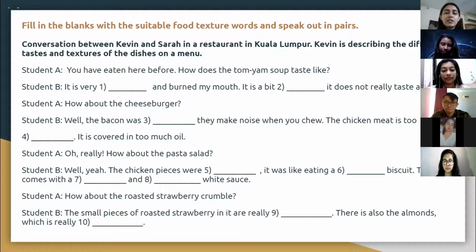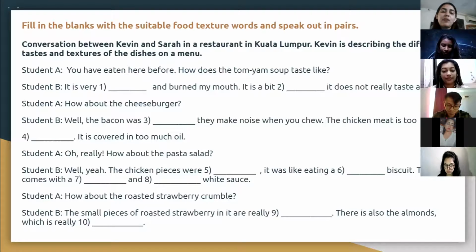Based on the pairs that teacher Iskandar has already given you, just stick to those pairs, and I want you all to complete this conversation between Kevin and Sarah in a restaurant in Kuala Lumpur. Kevin is describing the different tastes and textures of the dishes on a menu. Based on what teacher Winnie and teacher Sham already told you and the meanings of the words, I give you 3 minutes to fill in the blanks with the correct taste and textures of the dishes. Your 3 minutes start now.